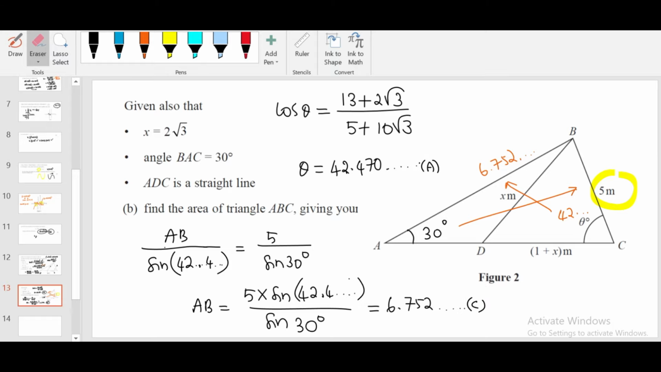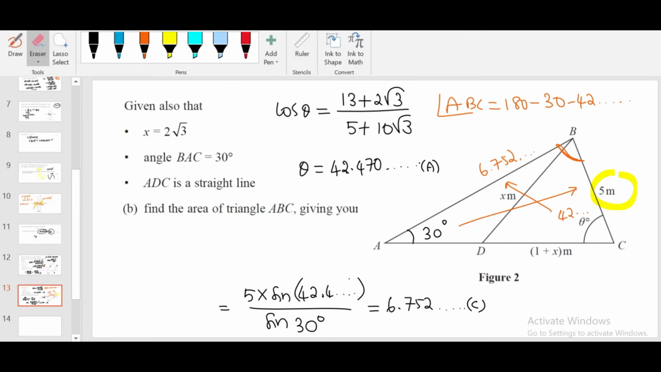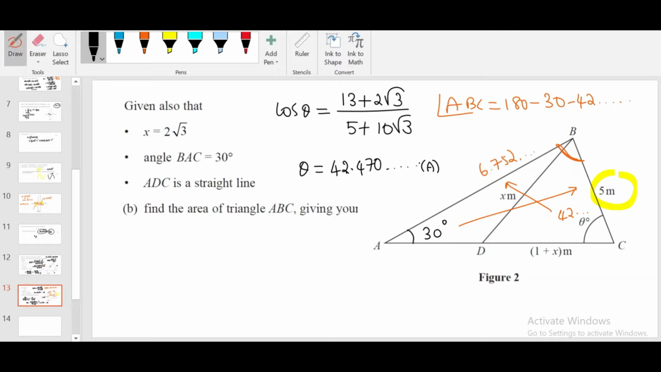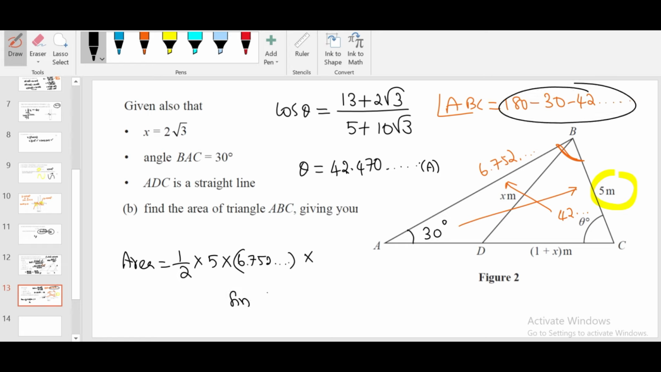Now this angle is basically 180. Angle ABC is equal to 180 minus 30 degrees minus 42 point blah blah blah. That's the angle. So now I can write the area already. Area of the whole triangle is half AB, 6.752 etc., sine theta, theta is this 180 minus 30 minus 42 etc.